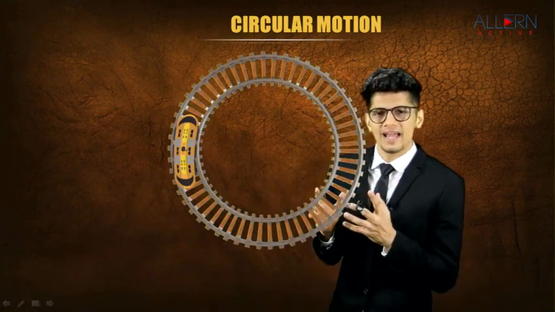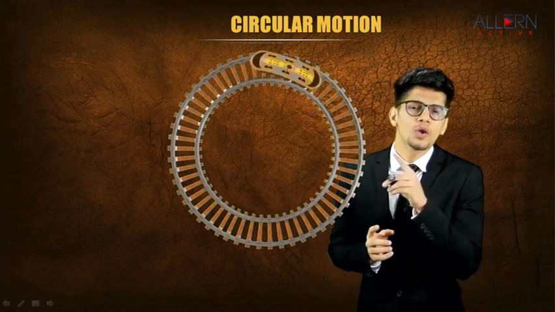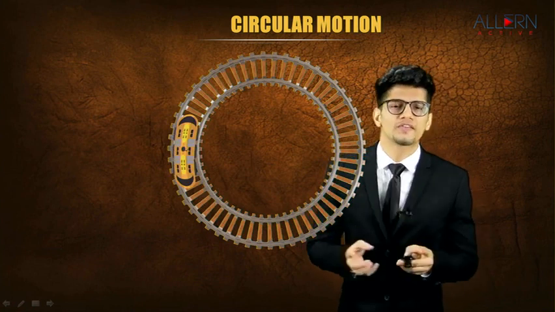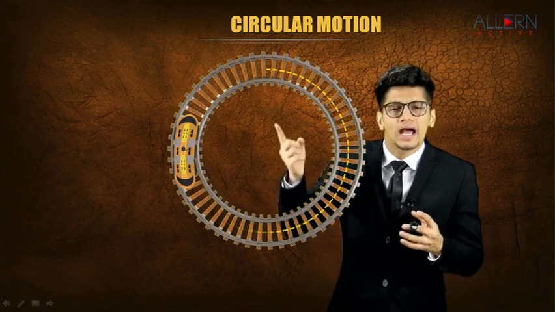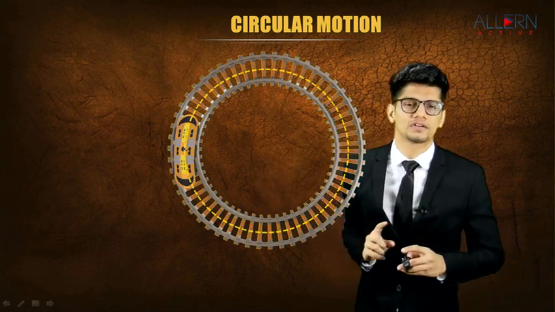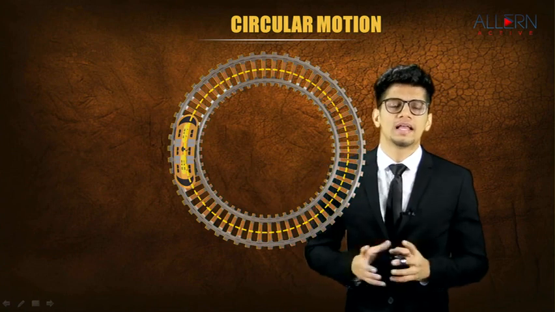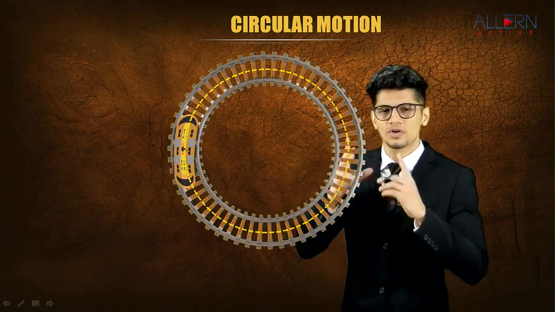To understand uniform circular motion, we have to understand circular motion. Let's take an example. Here we have a train which is moving along a circular track. Now when it moves along the circular track, we can also say that it is moving along the circumference of the circle. And whenever any object moves along the circumference of the circle, that motion is called circular motion.